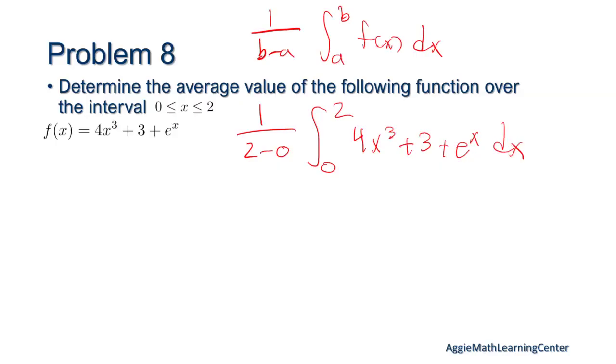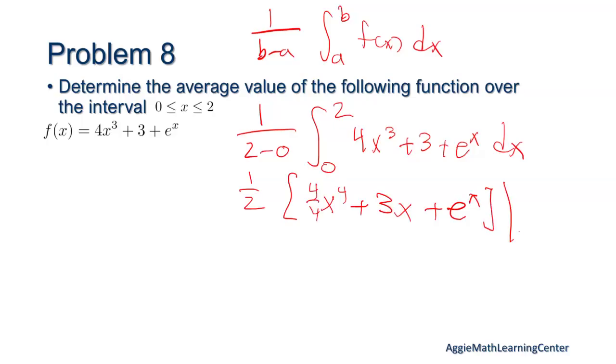And now we just need to evaluate the integral and multiply by this 1/2 out in front, and we'll be done. So we have 1/2. The antiderivative of x cubed is x to the 4th, and then we divide by the new power, so we get 4 over 4, or just 1. The 3 becomes a 3x, and the antiderivative of e to the x is e to the x. And then we need to evaluate that from 0 to 2.